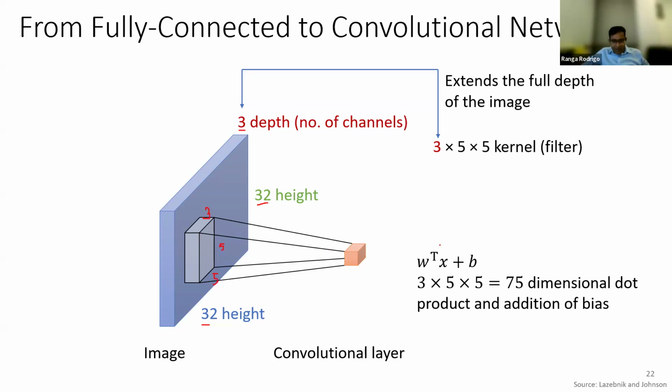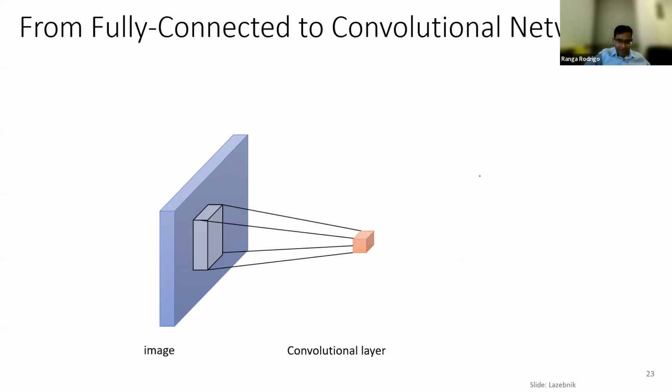Okay, so now to compute the number value at one element in the next layer, in the next tensor, we will do a 5 by 5 by 3 dimensional dot product. The underlying pixels you multiply by all the numbers in the kernel, so it extends the full depth of the image. So once again, a 5 by 5 kernel produces that, and we have to add the bias also. So that's the kernel.